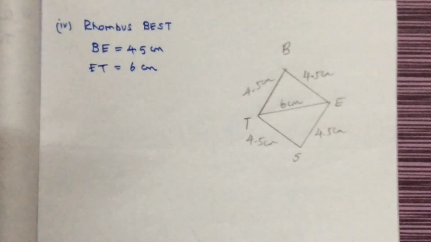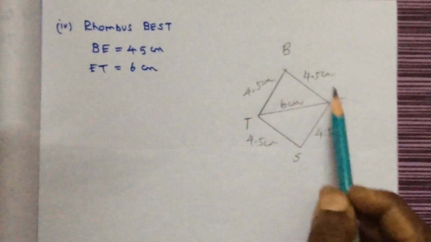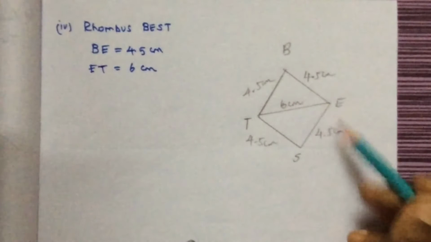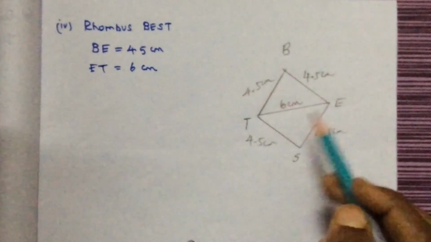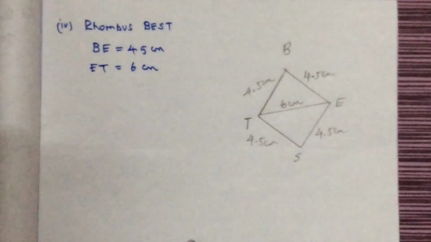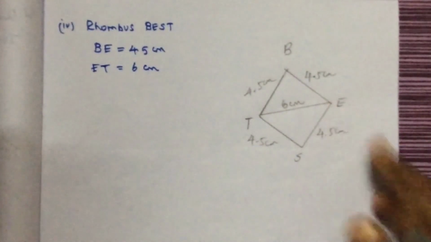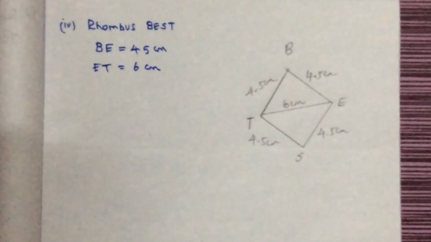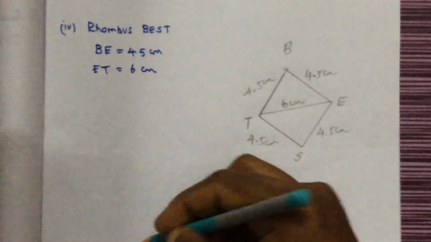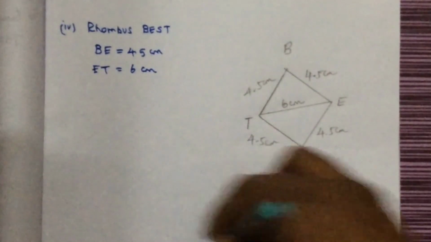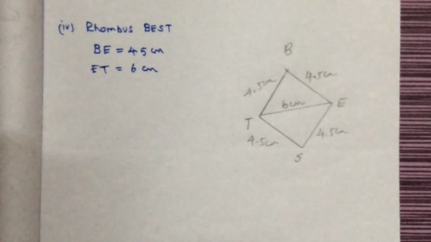This problem is to draw a rhombus BEST. Side BE is given as 4.5 centimeter. All the sides should be equal in a rhombus, so I am mentioning all as 4.5, and the diagonal ET as 6 centimeter. Now I am going to draw this. First let me draw the diagonal of 6 centimeter. This is 6 centimeter, this is T and this is E.